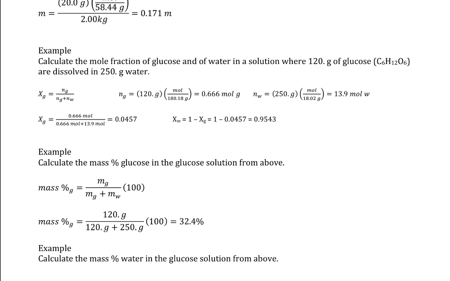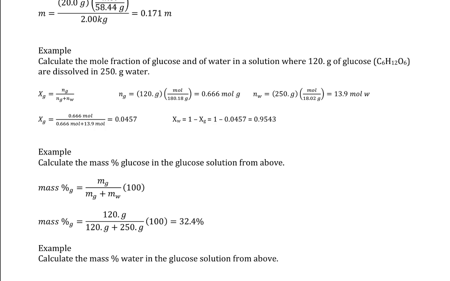So for the mole fraction of glucose, we take our 0.666 moles and divide it by 0.666 moles plus 13.9 moles and get 0.0457. The mole fraction of the water is 1 minus the mole fraction of glucose, 1 minus 0.0457 equaling 0.9543.